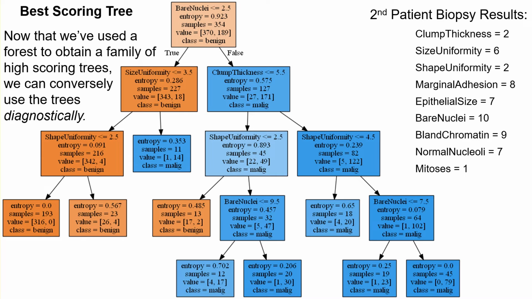Here's another patient, bare nuclei 10, and clump thickness is 2 in this case. Now we get to shape uniformity, and we end up in this leaf. And in this leaf, the patient is predicted to be benign with a probability, a Bayesian confidence, of 0.89.